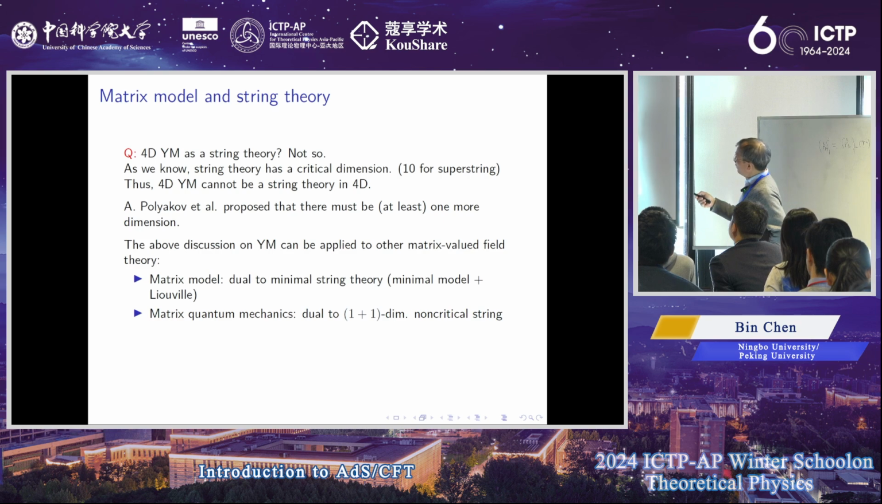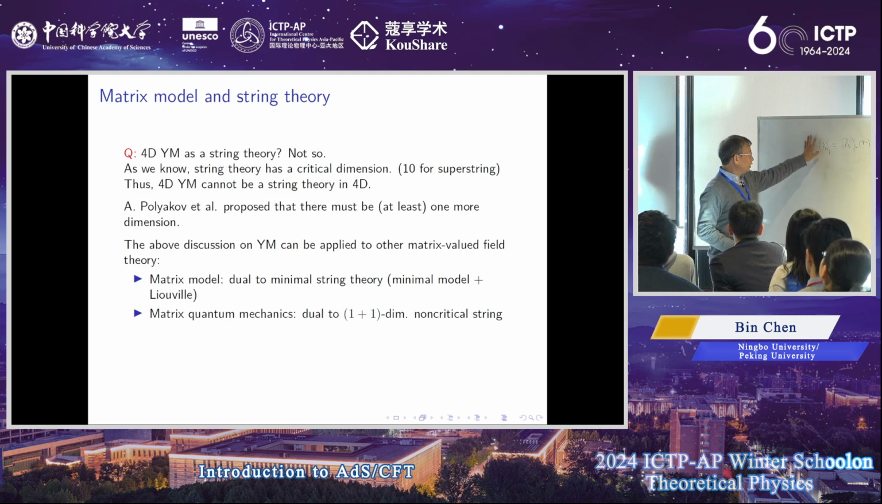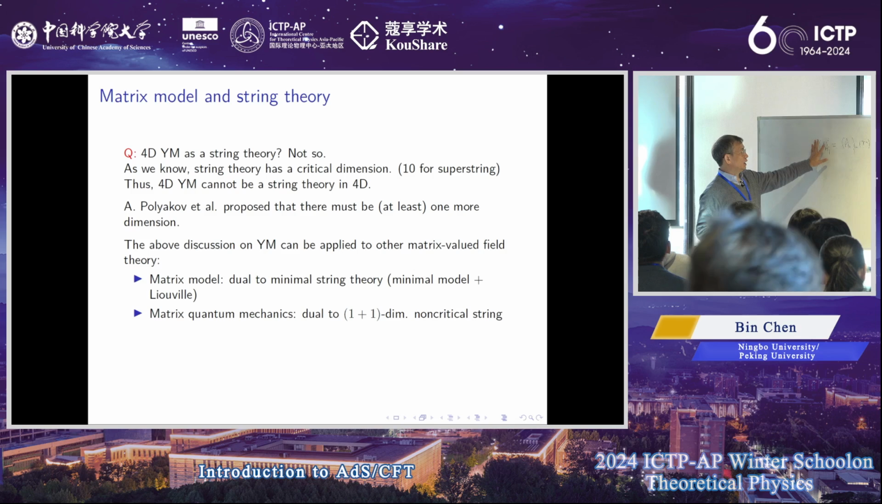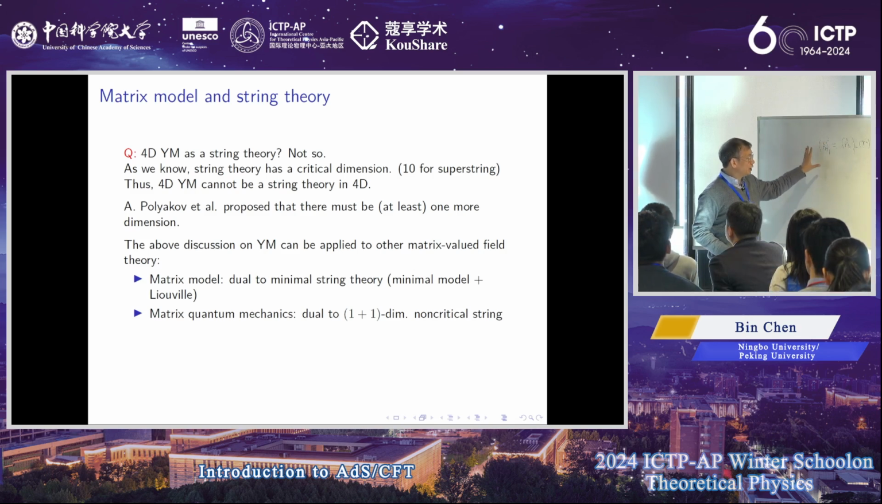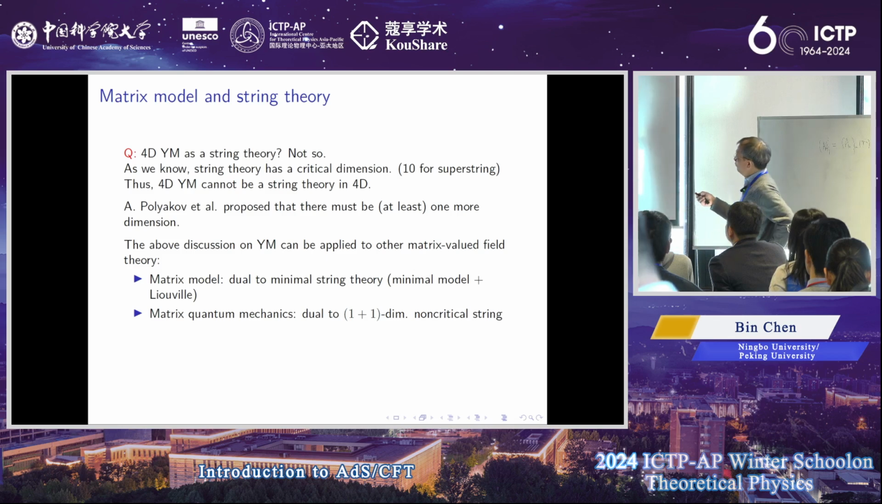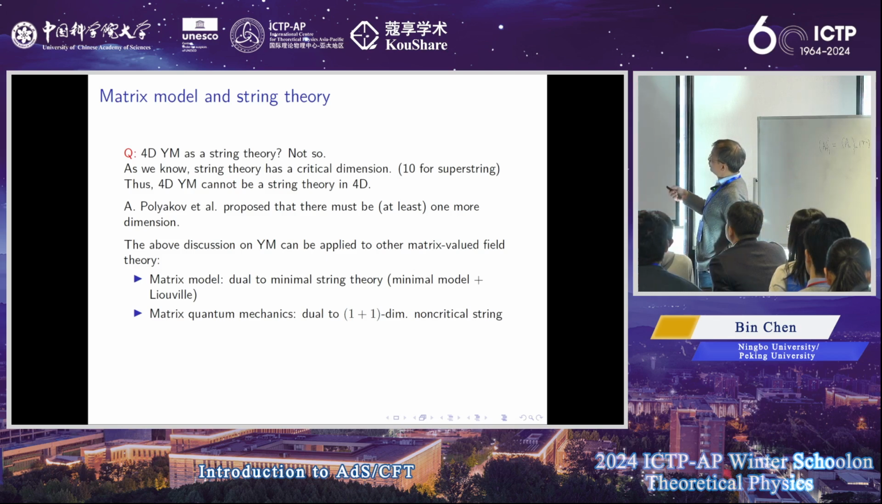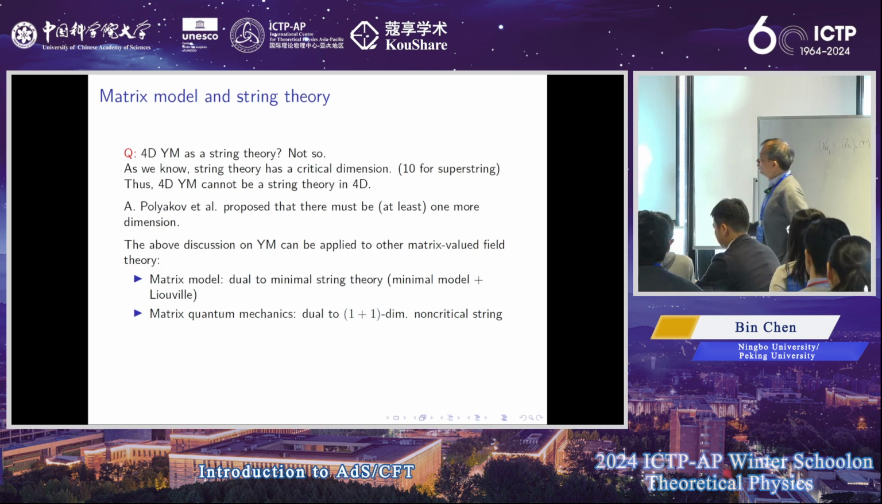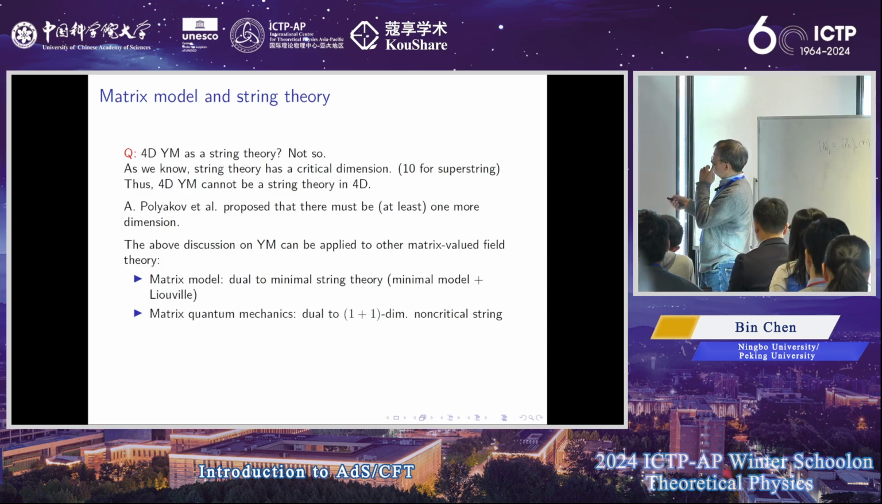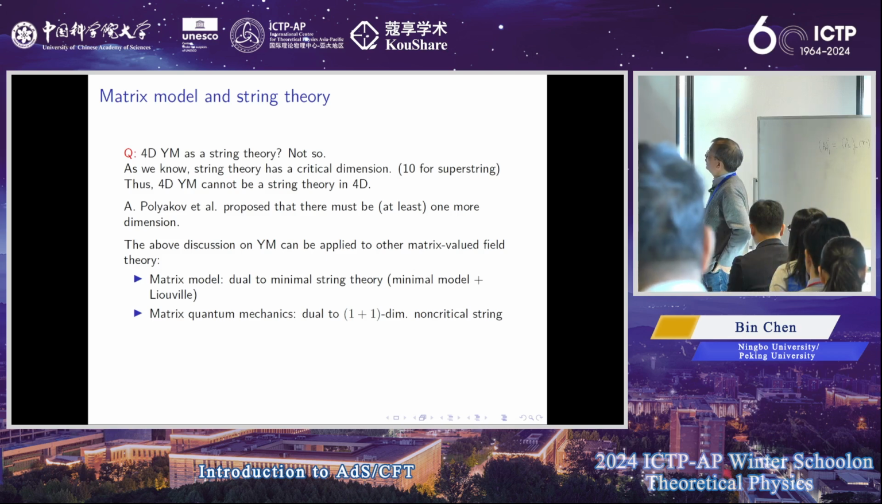The discussion above of a matrix model on Yang-Mills can actually be applied to other matrix-valued field theories. Actually, we see that it depends on the field theory in the adjoint representation. So if you consider any kind of matrix, so it's matrix-valued, then for the matrix-valued field theory, this large N limit could work, right? And actually, this has been discussed in the 1990s.